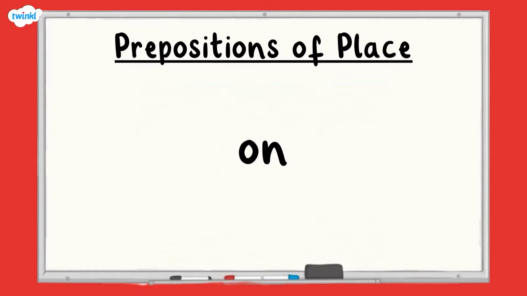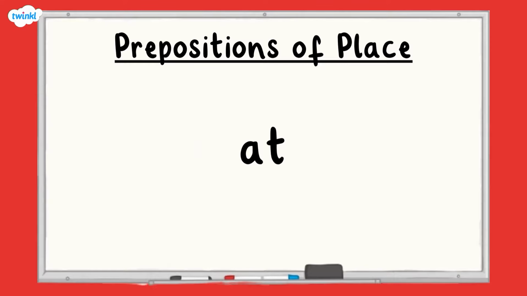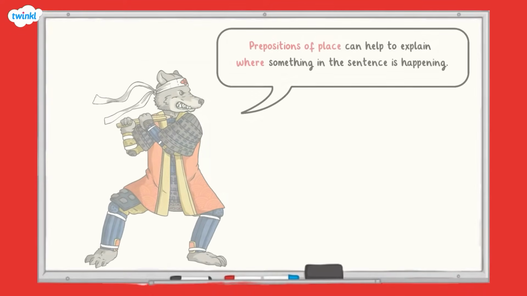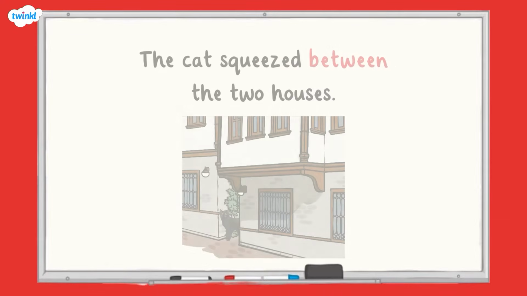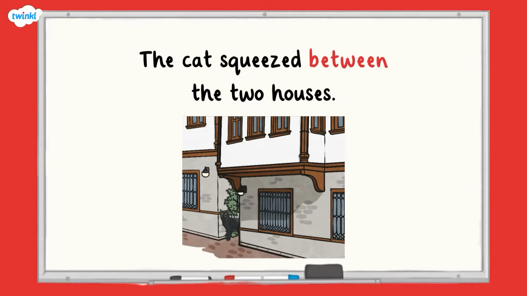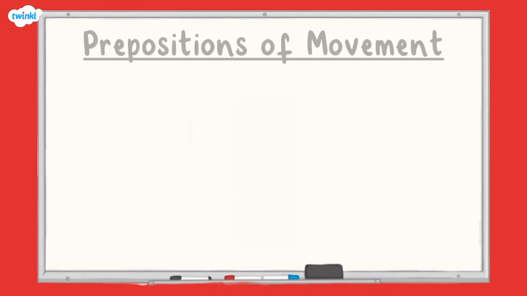In, on, under, behind, around, between, and at are all examples of prepositions of place. They can help to explain where something in the sentence is happening. The cat squeezed between the two houses. At the traffic lights, turn right.